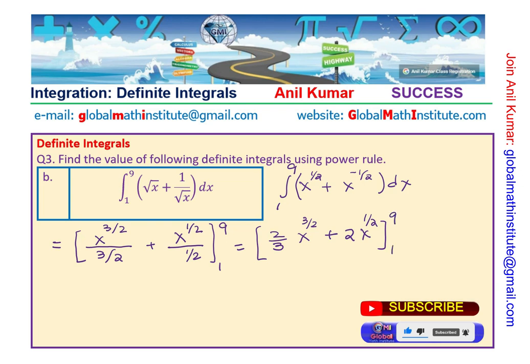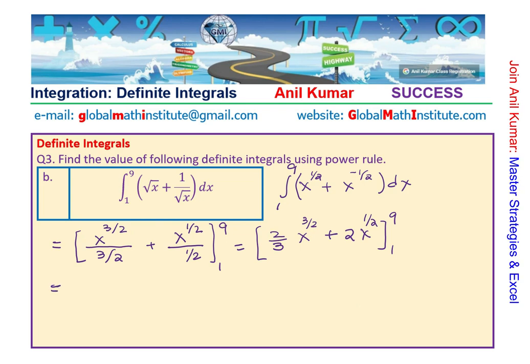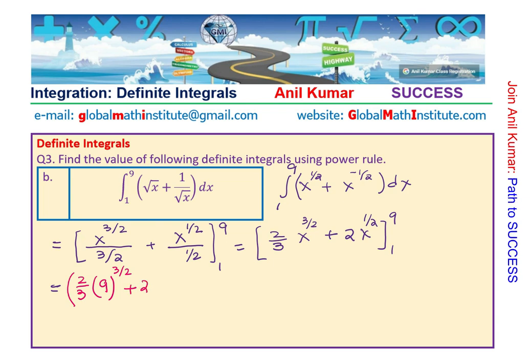Now we can substitute the values. We get 2 by 3, x is 9 to the power of 3 by 2, plus 2 times 9 to the power of half, right? So that is first part, minus, let's put 1 now, 2 by 3, 1 to the power of 3 by 2 plus 2 times 1 to the power of half.